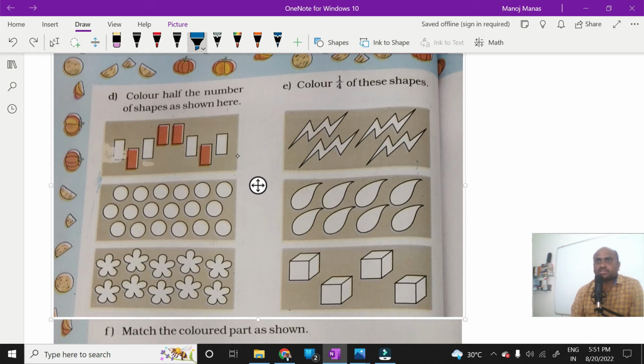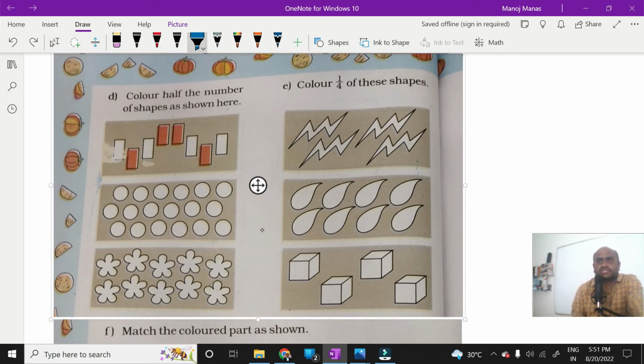So we have to count how many circles are there here. Okay, so totally there are 1, 2, 3, 4, 5, 6, and then 7, 8, 9, 10, 11, 12, 13, 14, 15, 16, 17, 18. Okay, so out of 18, how many if you draw will become half? Otherwise it is very simple.